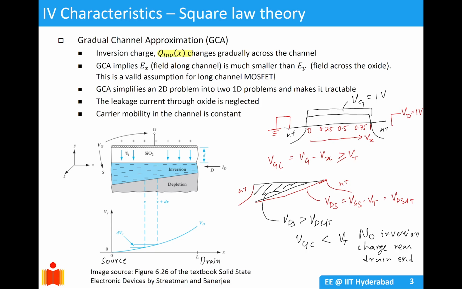Next, to calculate our saturation current, we make some approximations, that is square law theory, where we take the gradual channel approximation. So we make the approximation that our inversion charge, Q inversion, changes very gradually across the channel, and this implies that Ex, that is the field along the channel, is much smaller than Ey, that is the field across the channel.